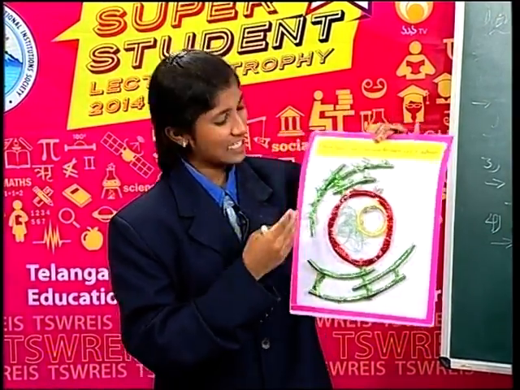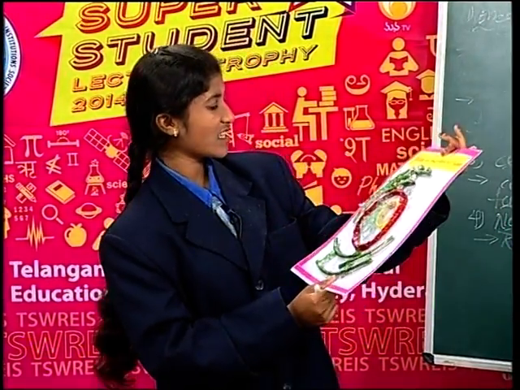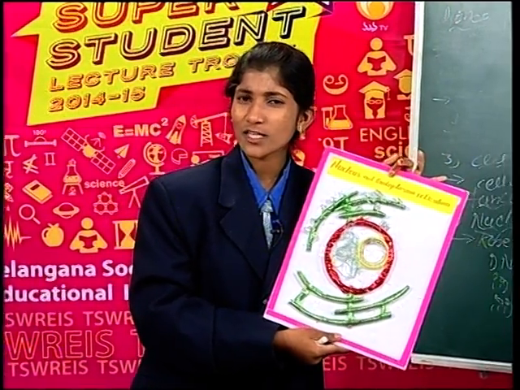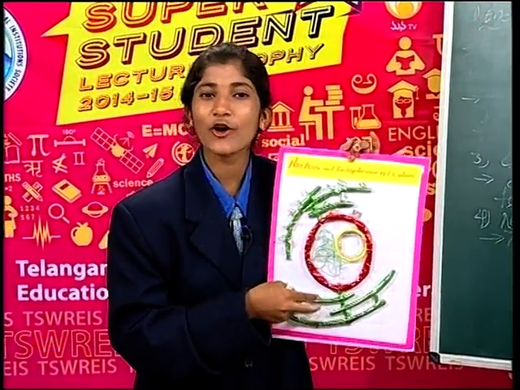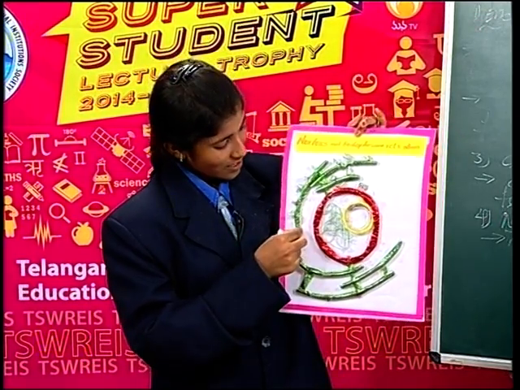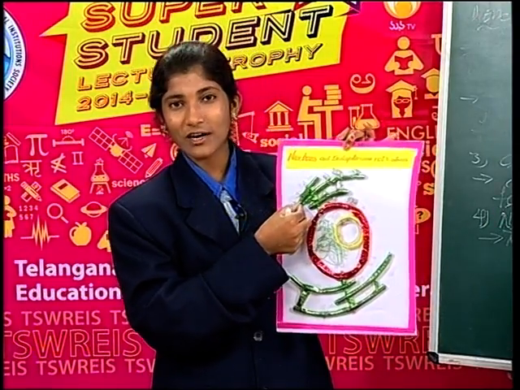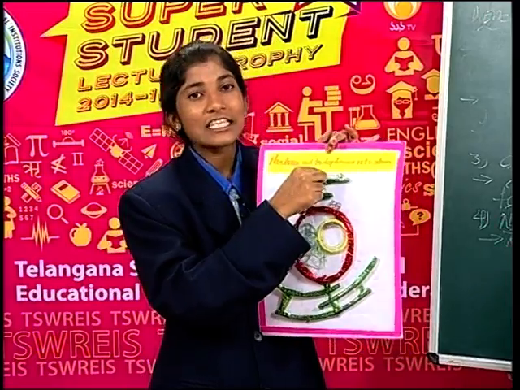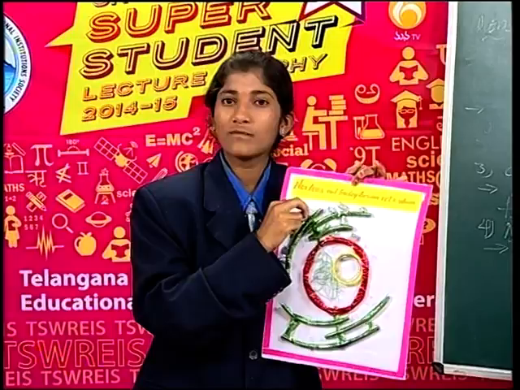Do you find any difference between these endoplasmic reticulums? I think there is no difference between these. Do you find any difference? Yes, we find a difference. What is it? On the surface of this endoplasmic reticulum, granule-like structures are present. These granule-like structures we call ribosomes.